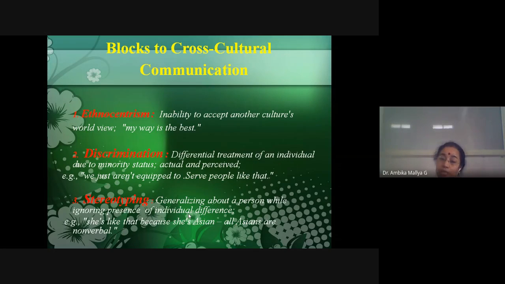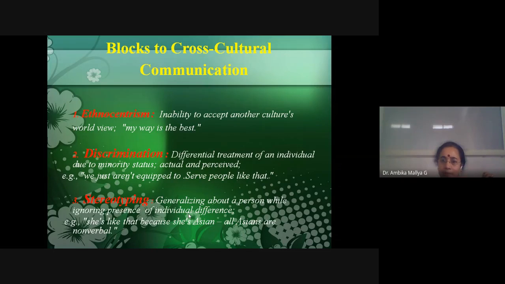Then stereotyping. What do you mean by stereotyping? See, before going to stereotyping, I just remembered one more example when it comes to discrimination. The example I have given here is we just aren't equipped to serve people like that. What does it mean? For example, can a physically challenged child study along with other children of his age? People look at him, the teachers look at him, his classmates look at him in such a way that he has committed a crime, isn't it? So this is discrimination for you.